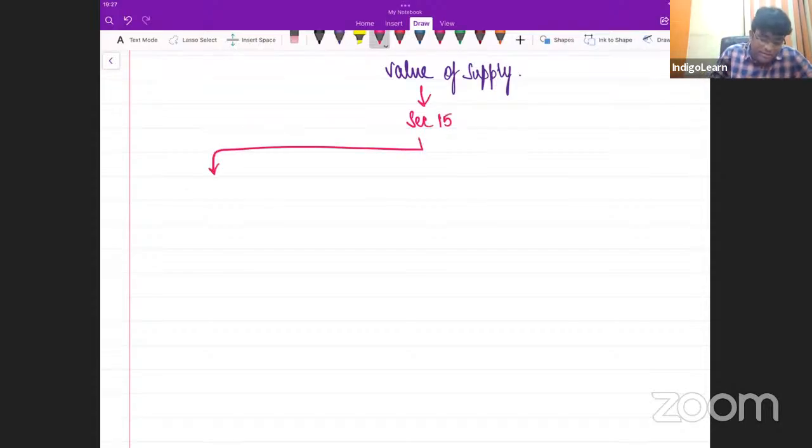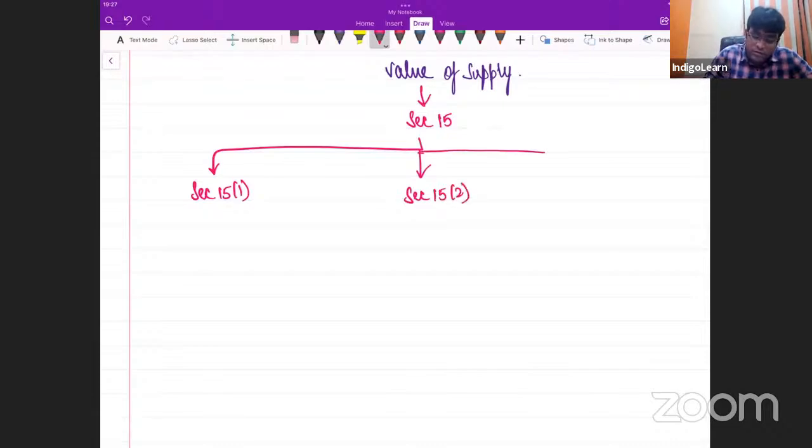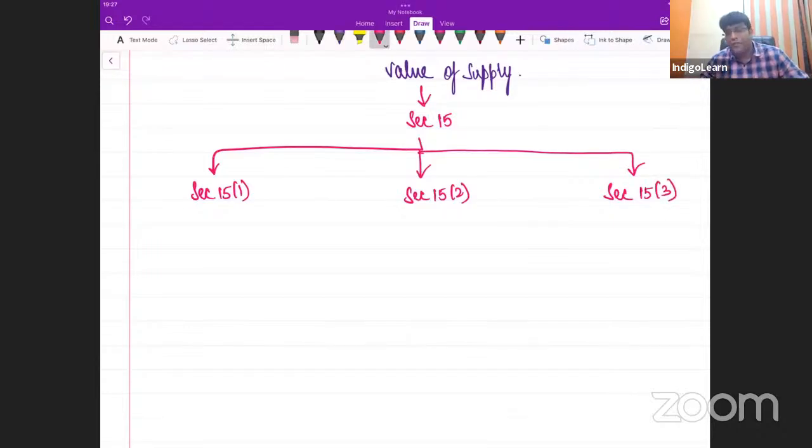And in 15, we have got 15.1, 15.2, 15.3. And you have 15.4 and 15.5 also, but that is relevant for you at CA final level. Because 15.4 says if value under 15.1 is not acceptable, then we'll do the valuation as per rules. 15.5 says for certain special supplies, we do valuation as per rules.